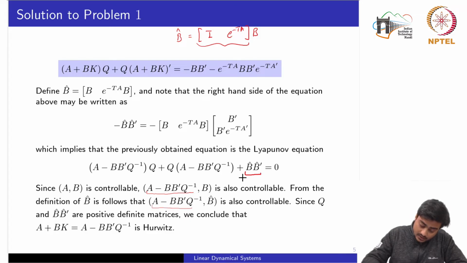Now this is easy to visualize, that why this matrix would be a positive definite matrix. So see this part. B into B transpose would be, at least, it would be positive semi definite. It cannot be negative, right? Now this part, because of the exponential matrices, it would always be positive definite. So if I add a positive semi-definite matrix to a positive definite matrix, the resultant would always be positive definite, right? Because of this, we conclude that this matrix would always be a Hurwitz matrix.